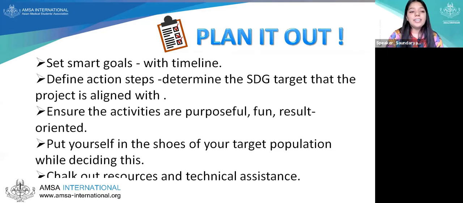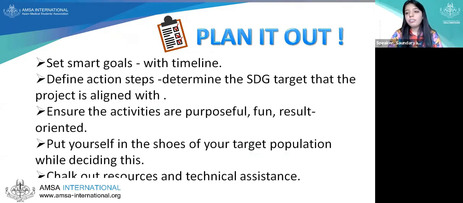So this is the summary so far. Set SMART goals with timeline. Always respect time. Define action steps, very important. As leaders, all of you are leaders, you need to have those action steps set out beforehand, before you're initiating a project.